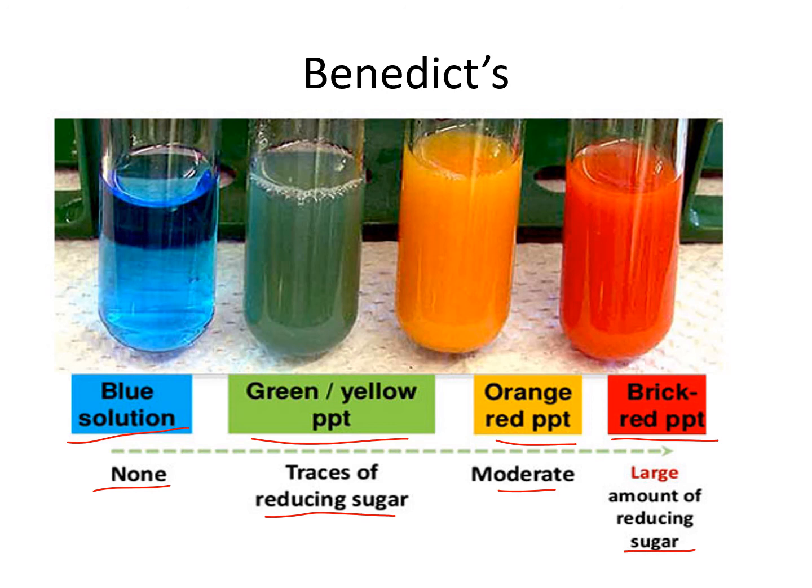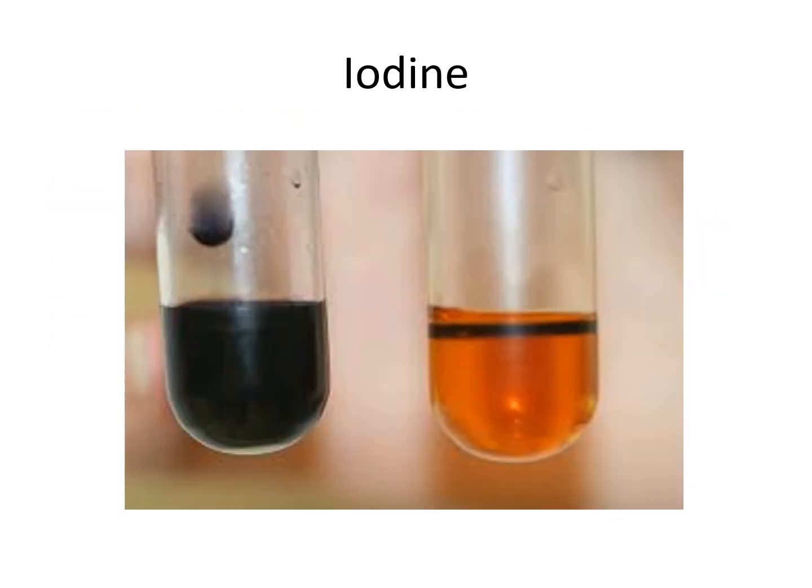Iodine is used to determine the presence of starch, and when starch is present, the iodine will turn black. So this is an example of a positive reaction. If starch is not present, the iodine will remain a brown color. So this is an example of a negative reaction.